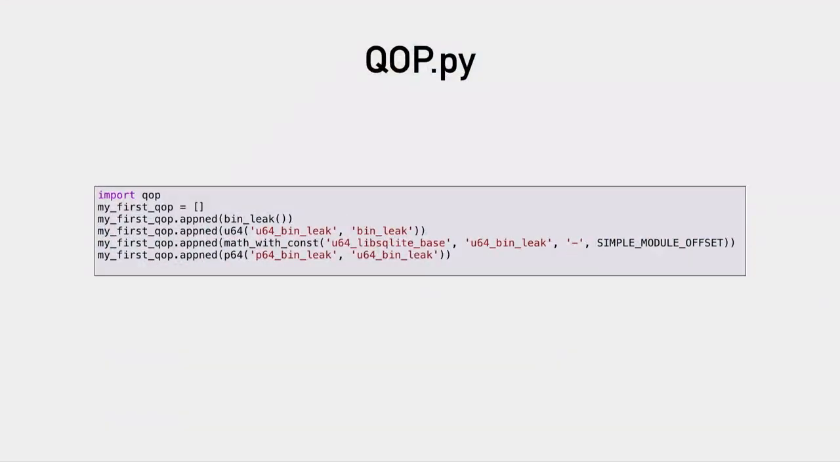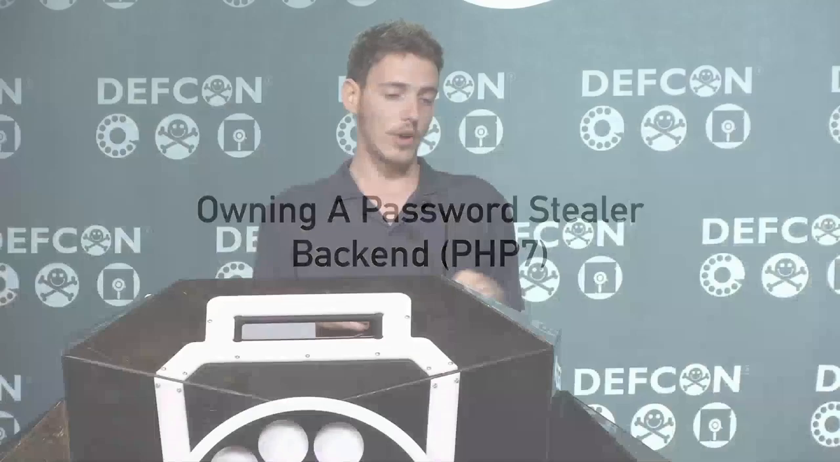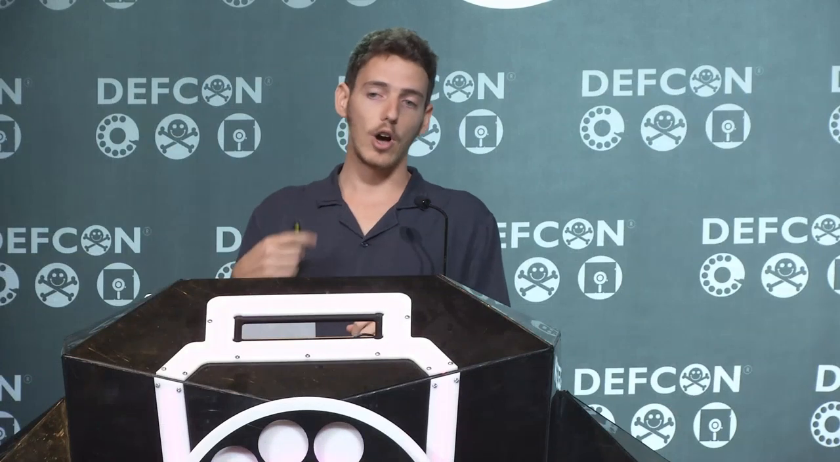And cop.py is a really useful Python library for generating these crazy long statements, in the style of pwntools. So creating the COP chain is actually only about four lines of Python. And it's going to be available on our GitHub right after this presentation. So now that we have everything in order, let's show our first demo for today, where we will own a password stealer backend that is running the latest PHP 7.